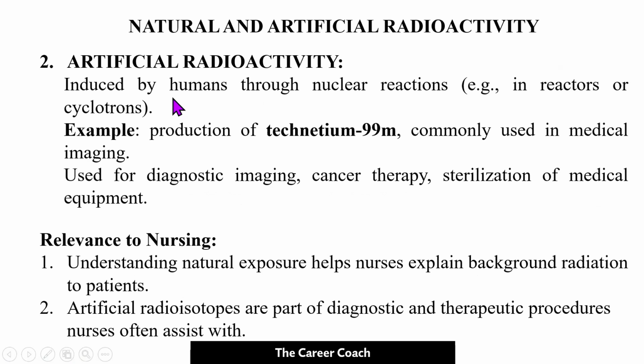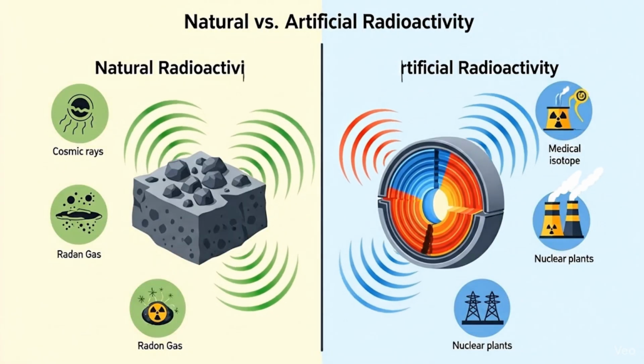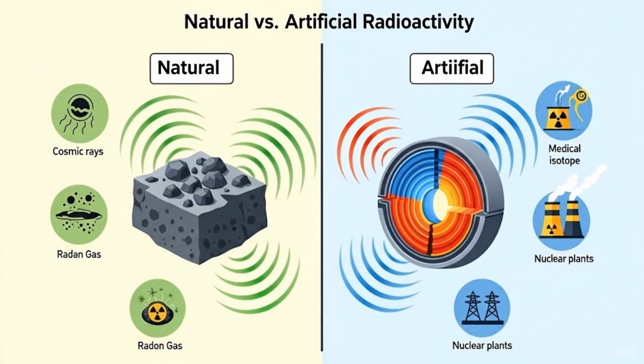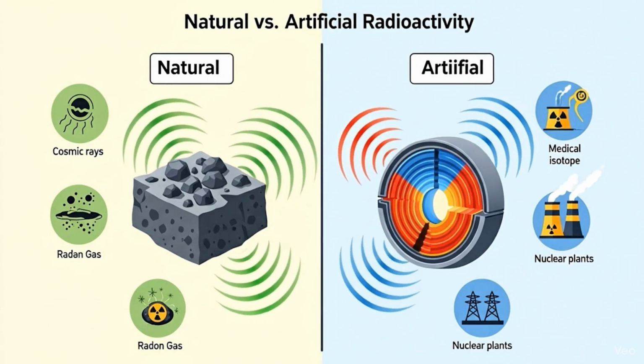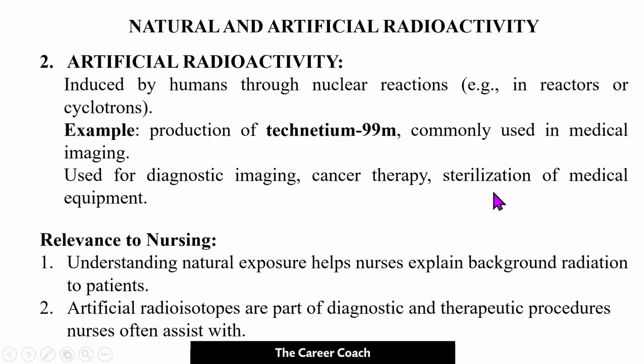Artificial radioactivity is induced by humans through nuclear reactions. Nuclear reactions, for example, in reactors and in cyclotrons. Production of technetium-99m is an example of an artificial radioactivity. It is commonly used in the medical field for imaging studies. It is also used for diagnostic imaging, cancer therapy, and sterilization of medical equipment.